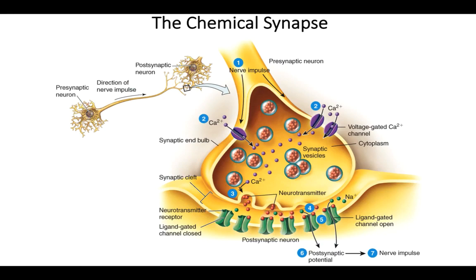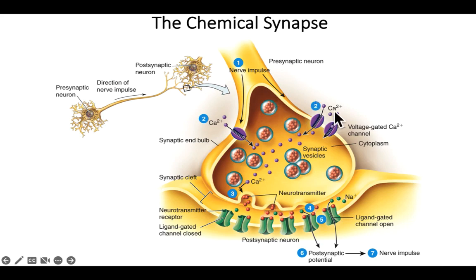All right, next thing is kind of a review. We've talked about a chemical synapse in the past. We called it the neuromuscular junction. This is just to remind you of what happens, and also to mention that it doesn't necessarily have to be a neuron to muscle junction. This could also be a neuron to neuron junction. So this is how neurons can communicate with other neurons.